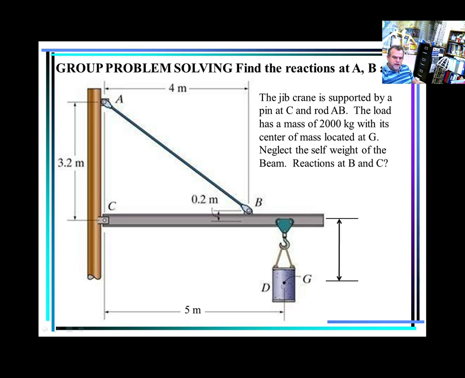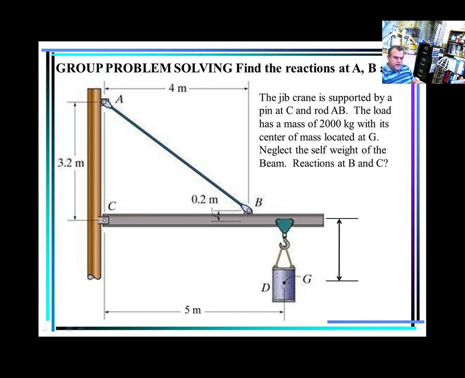So basically, you have to put there 2,000 kilograms multiplied by gravity acceleration to make it newtons. And it says neglect the self-weight of the beam, and what are the reactions at B and the reactions at C. Well, the way you do this is the same thing. You just do this, right? Cut it and cut it. When you do that, you have a reaction here and two reactions here, one X and one Y.